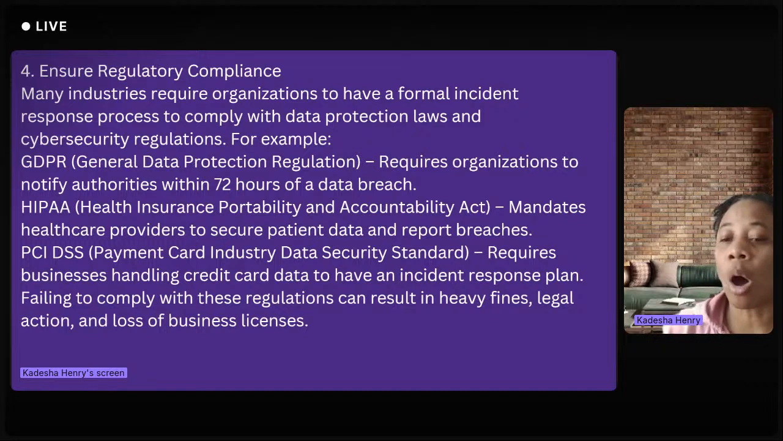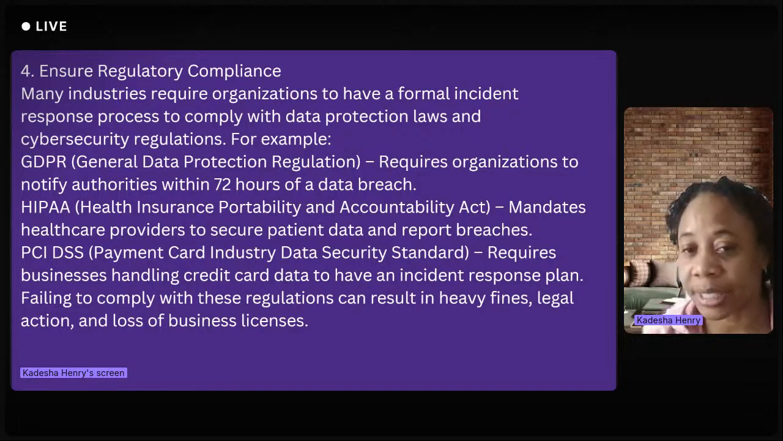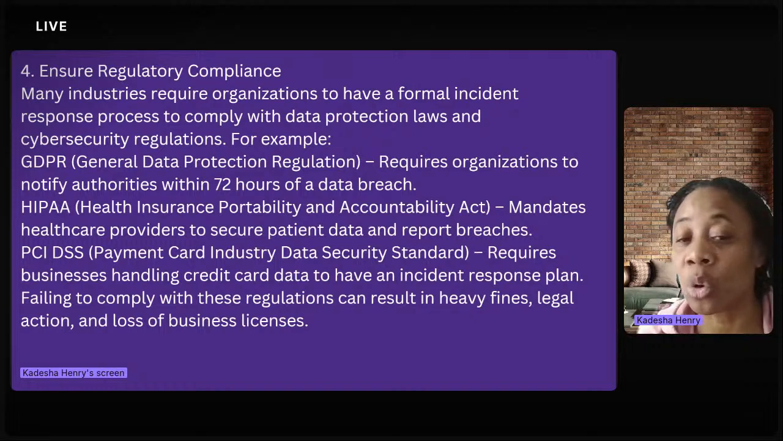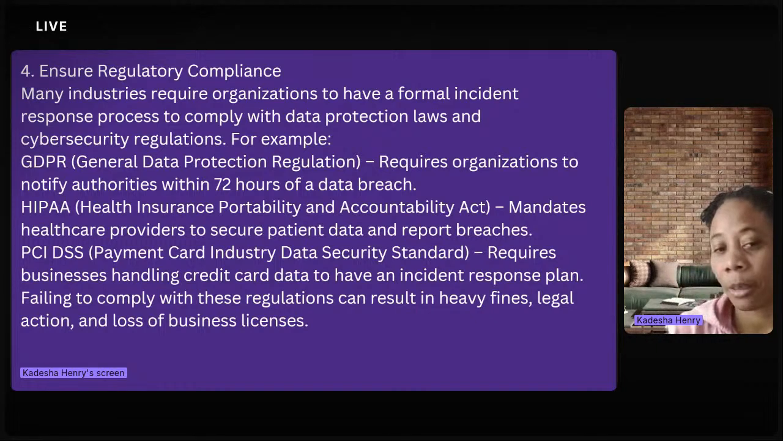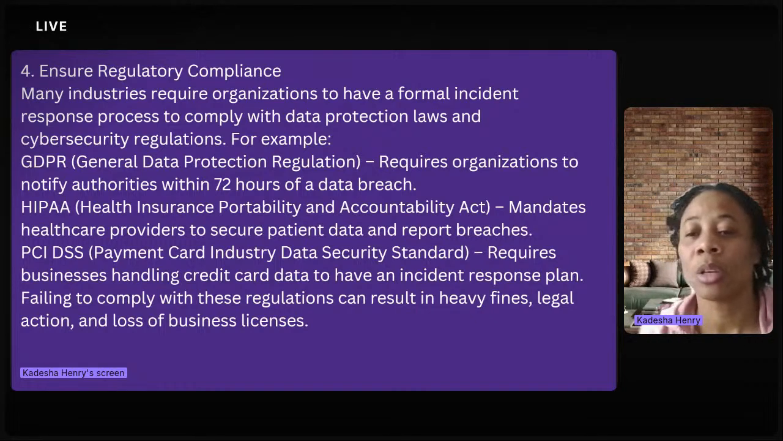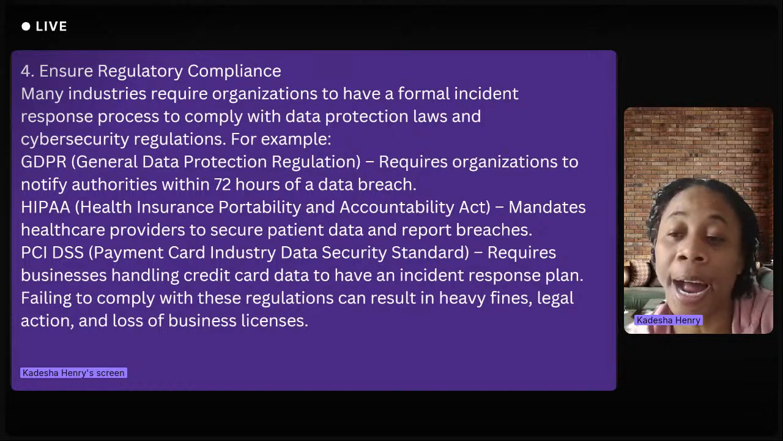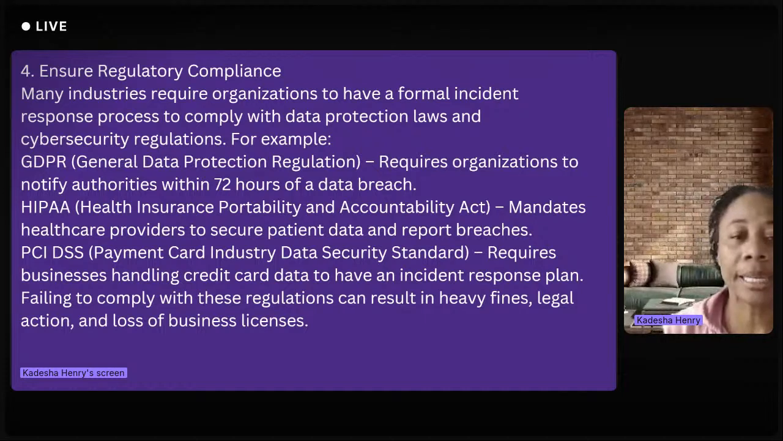So let's look at one. We have the data protection regulation, which is the GDPR, right? It requires organizations to notify authorities within 72 hours of a data breach. What if you don't follow that? You don't have it in your incident response plan. What's going to happen? Fines, right?